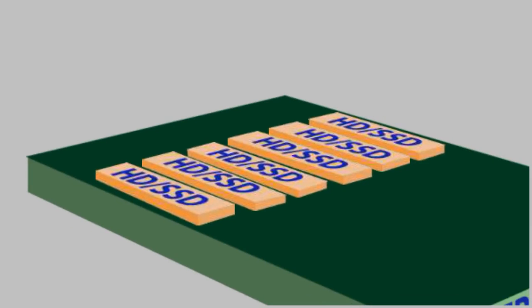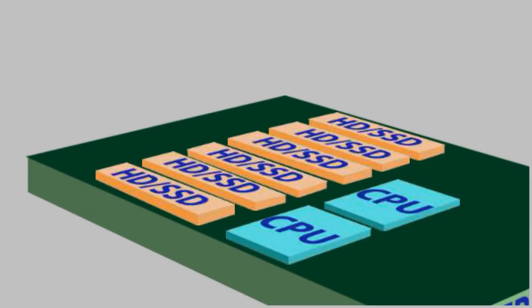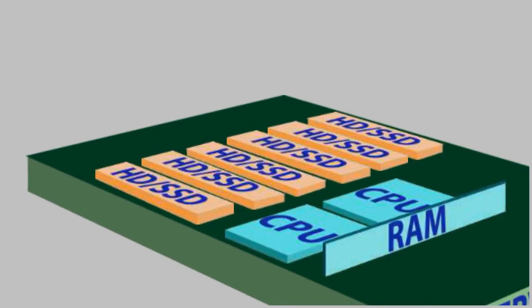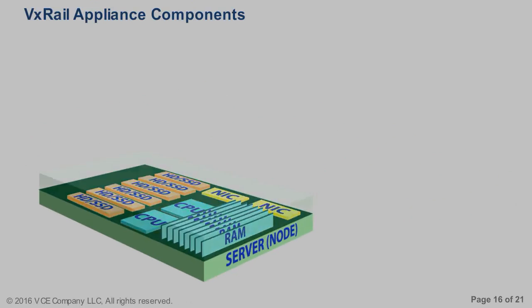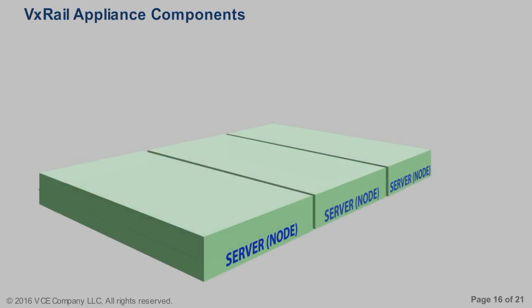These nodes also contain compute components. Each has 2 Intel Xeon processors for CPUs and as much as 512 gigabytes of memory or RAM. You'll also find a couple of network interface cards or NICs, which provide connectivity to network switches which are supplied by the customer. Fully configured, the VxRail Appliance's 4 nodes can contain 24 storage drives, 8 CPUs, and over 2,000 gigabytes of RAM.